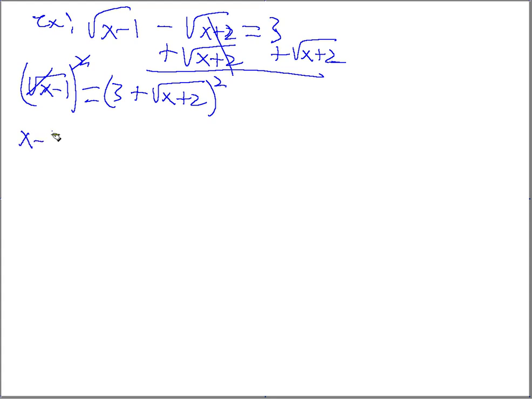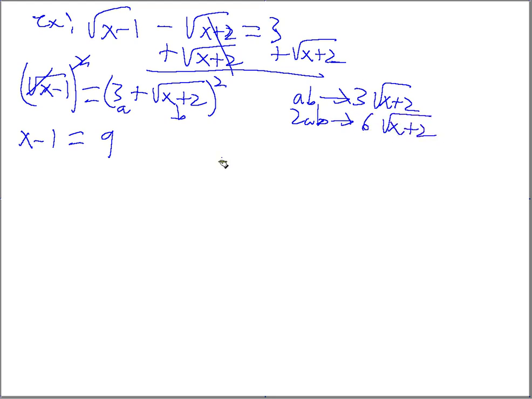So x minus 1 equal to, now again, use that formula. Here's my a, there's my b. Okay, a little bit more complicated. A squared is what? 3 squared is 9. All right, what's a times b? Here, let me do the AB term here. That's going to be what? 3 outside, radical x plus 2 inside, right? But I have to double this 3, right? So 2AB becomes doubling the 3. I get 6 radical x plus 2 here, if you will.